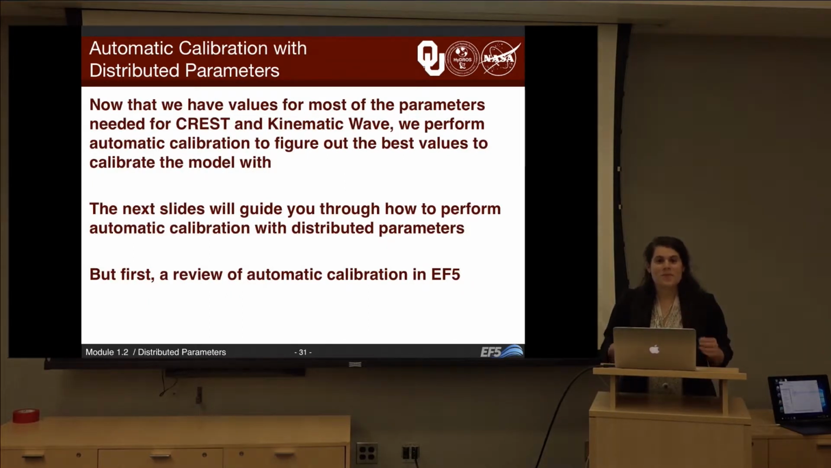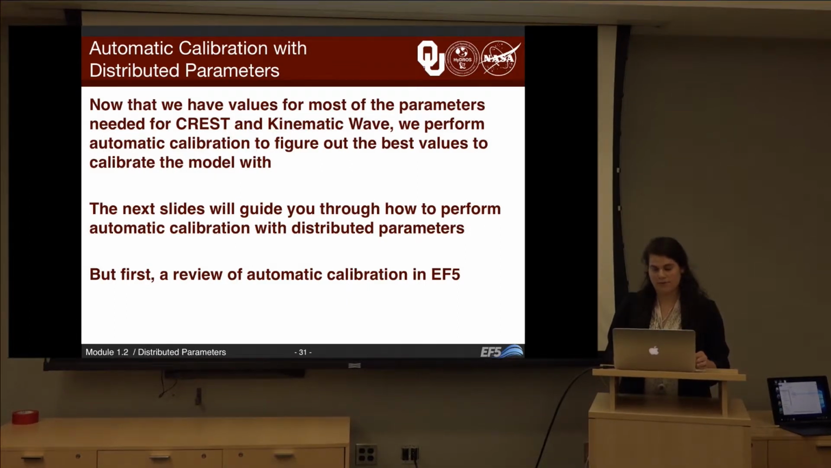An important part of this as well is whether we can use calibration with these distributed parameters. Now that we have the values for most of the parameters needed for CREST and kinematic wave modeling, we can perform automatic calibration to figure out the best values to calibrate the model with. The next slides will guide you through how to perform automatic calibration with distributed parameters. But first, we're going to do a quick review of the automatic calibration in EF5.